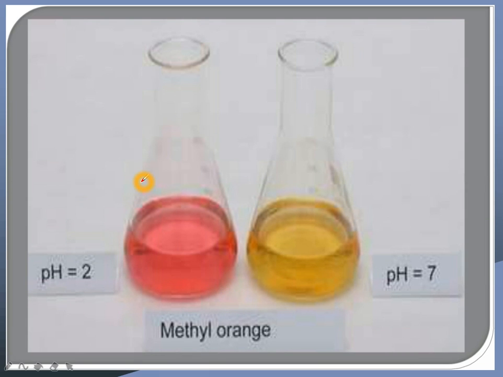Here is a diagram. pH is equal to 2. Here is the ionized form in acid condition, and in base condition here it is the unionized form. In acid condition it is having a red color, in base condition it is having a yellow color.